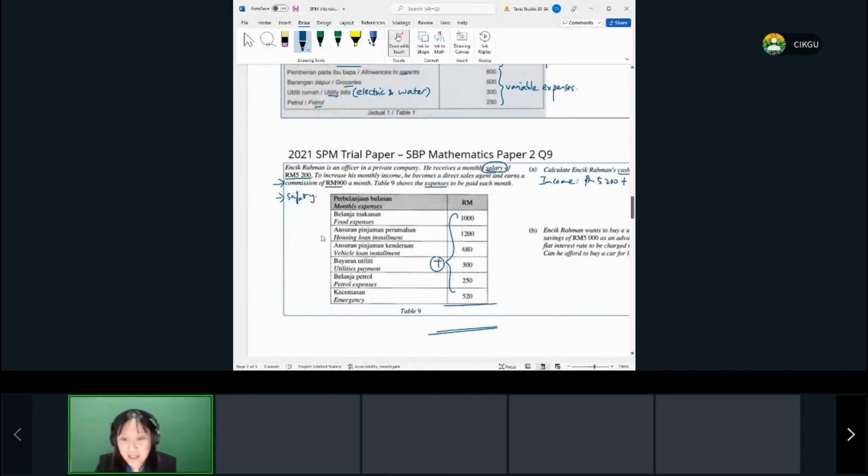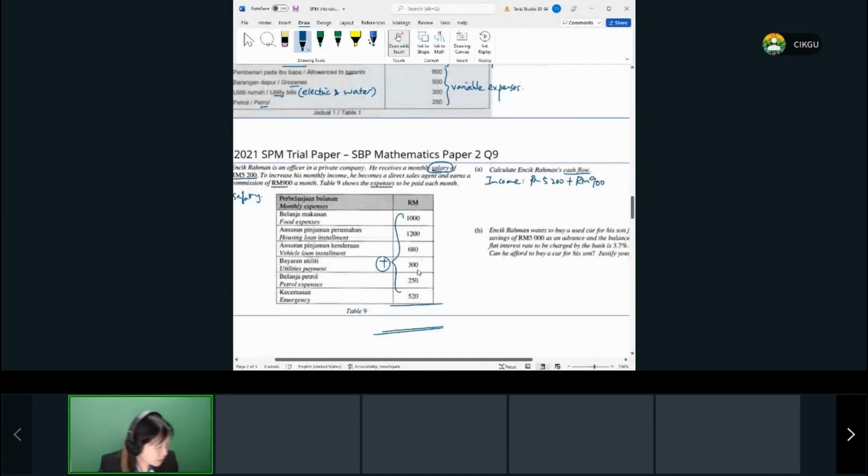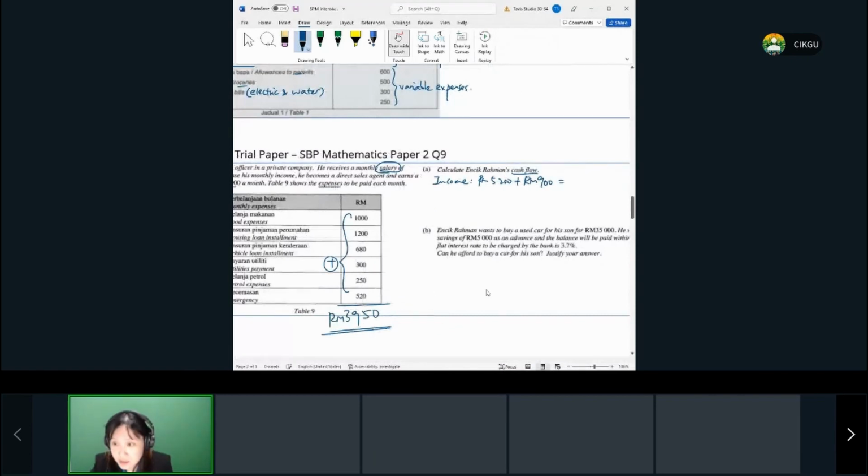Okay. So anyways, if you add all of the expenses up, let me see. To speed things up, I already did it here. I get 3,950. This is the expenses. The income, let me just add this up also. Income, I get 6,100. So my expenses... Not bad, this Encik Rahman.